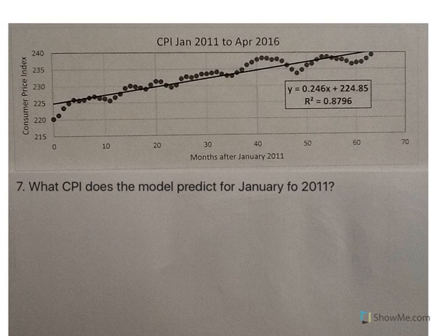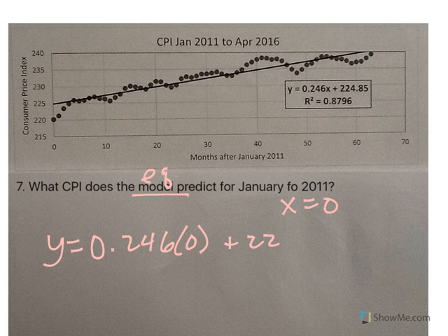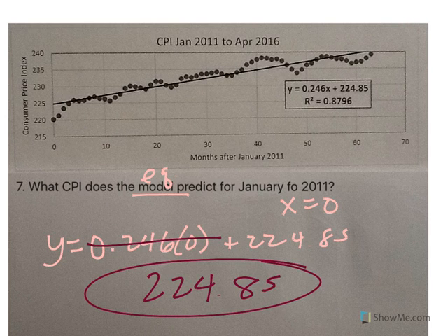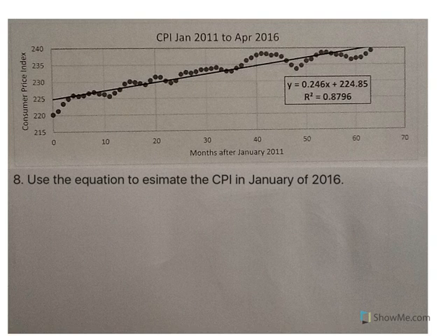What CPI does the model predict for January of 2011? Now it says model. Model means equation. So in 2011, x is 0. So if I would use y equals 0.246 times 0 plus 224.85, right? 0 cancels out. My model predicts 224.85, right? Great. Now you can see the actual is way less than that, but that's where my model is, and that's the prediction for my model. And we know that the model is just an estimate.